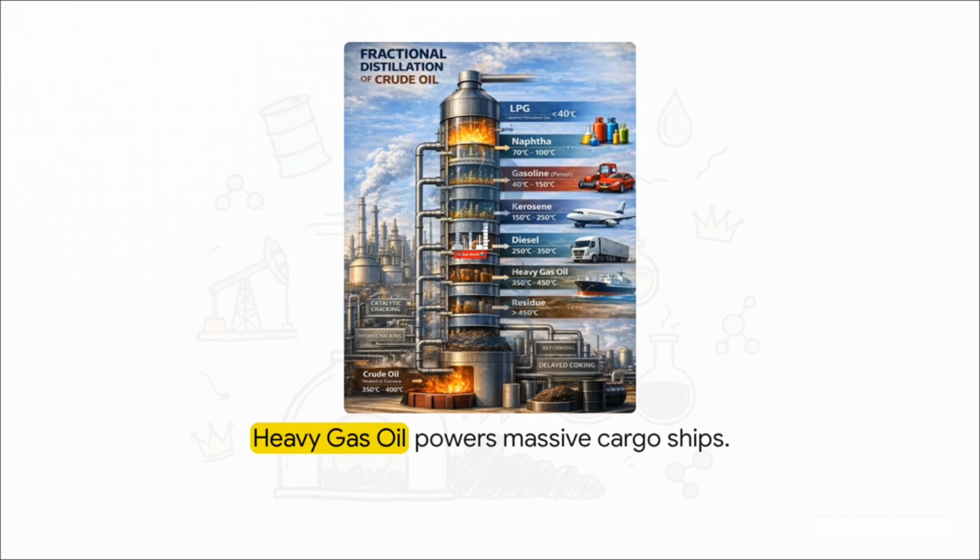As the rising vapors cool just a tiny bit, dropping to somewhere between 350 and 450 degrees Celsius, these really heavy molecules condense back into a liquid. This dense, powerful fuel is absolutely crucial. It provides the raw, immense energy needed to run the gigantic internal combustion engines of those massive cargo ships that are constantly crossing our global oceans.